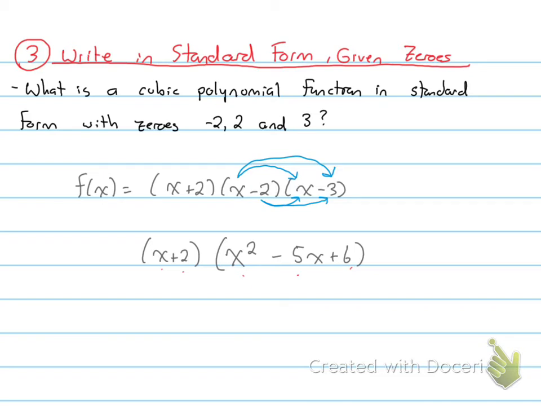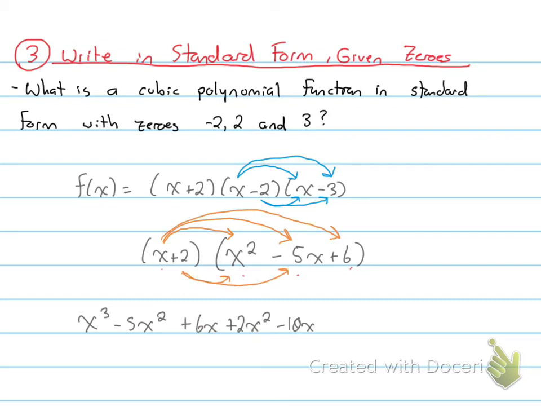So when I first start to multiply through, I get x cubed minus 5x squared plus 6x plus 2x squared minus 10x plus 12. Here you can see I have 6 terms. Now I'm going to combine like terms and then I'll reach my final answer.